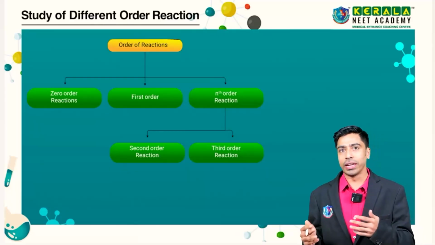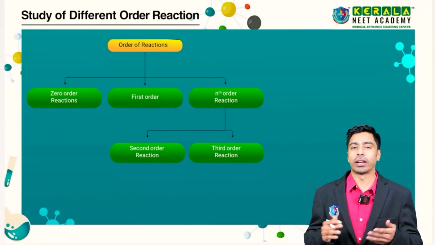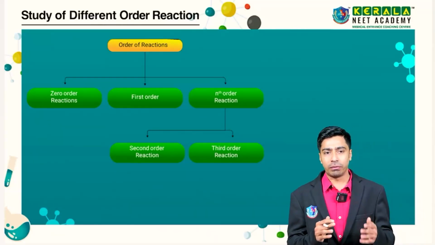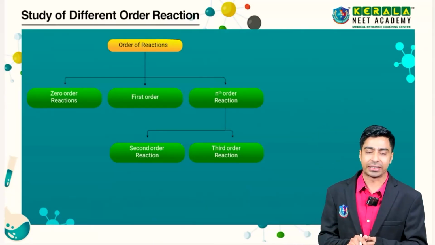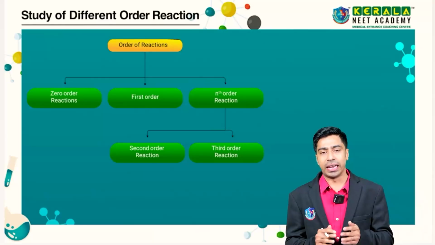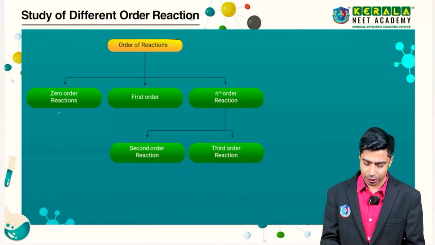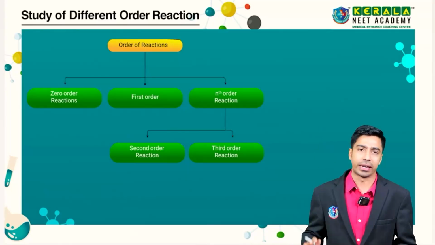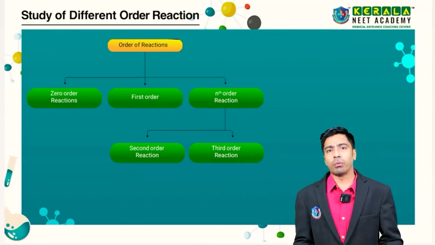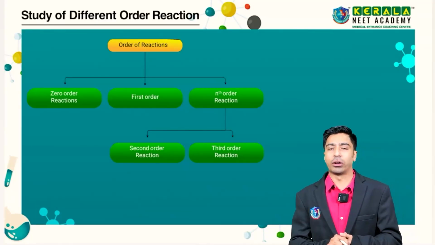Order equal to 2, 3, etc. We can call it second order, third order reactions, etc. So definitely we can classify them as zero order, first order and nth order reactions. So here we'll be discussing the integrated rate equation for a zero order reaction and also the integrated rate equation for a first order reaction. And now we need to know what integrated rate equations are.